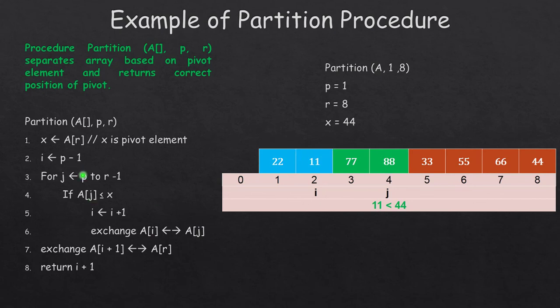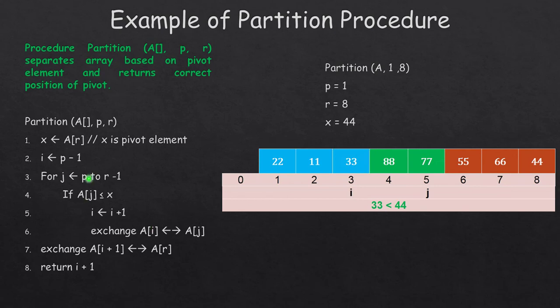Again j value will be incremented. Now j value becomes 5. Again the condition is tested. A of j less than x is 33 less than 44, that is true. So these two statements will be executed. i is incremented and it becomes 3. Then what will happen? The 77 and 33 will be swapped. Now 33 and 77 are swapped.